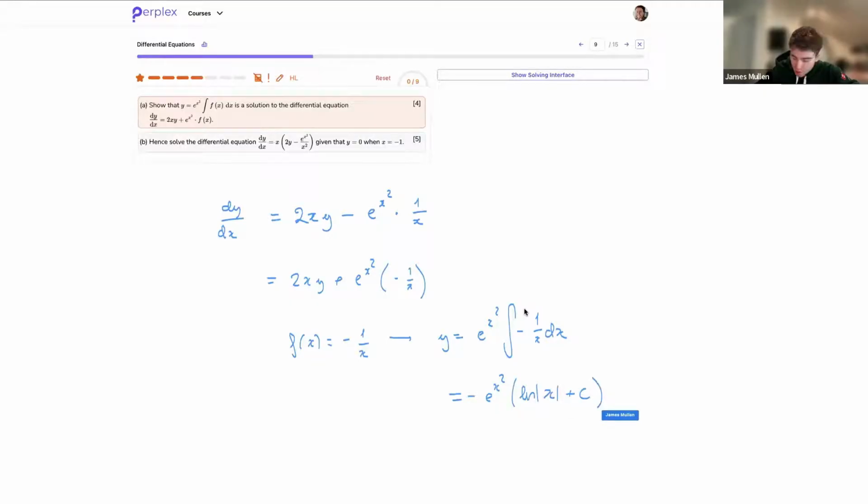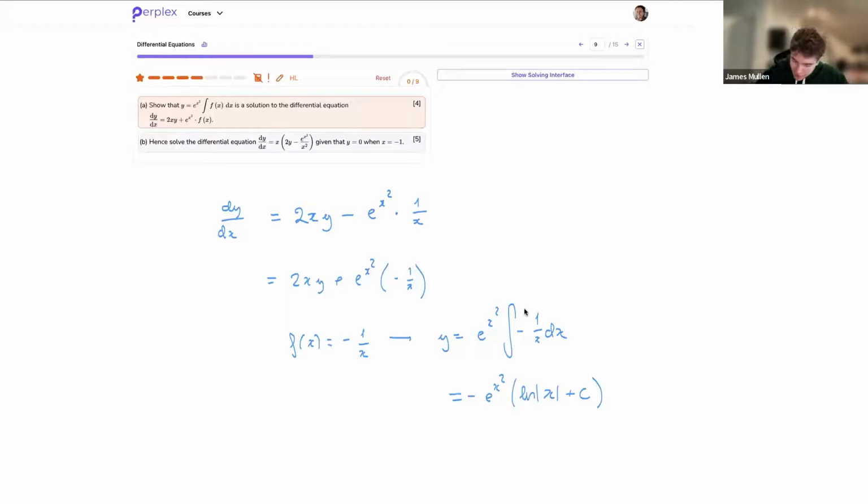Now all I have to do is use my initial condition, which is that y is equal to 0 when x is equal to 1. If I plug in x is equal to 1, ln of the absolute value of 1 is ln of 1, that is 0. I'm adding plus c and multiplying by e to the power of 1.